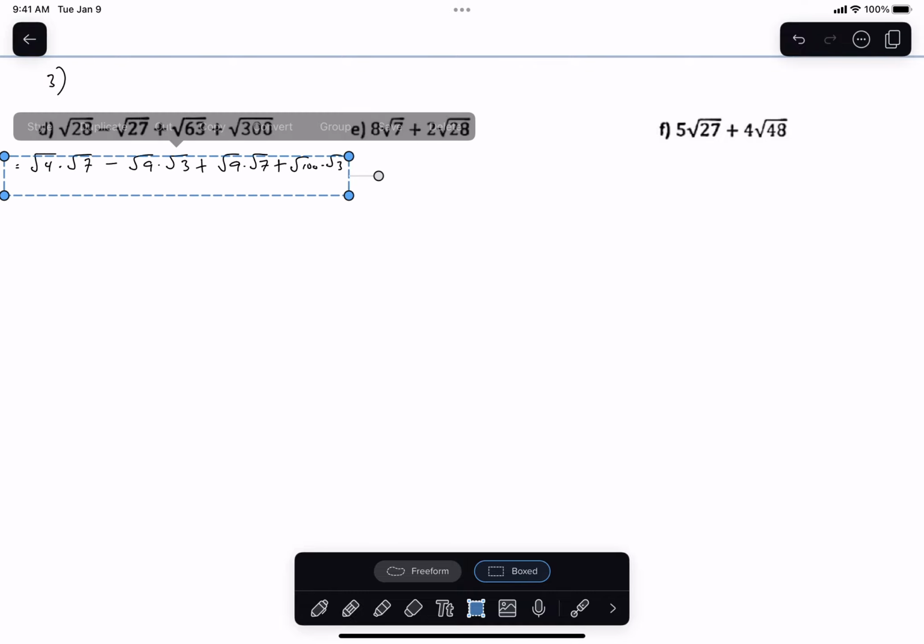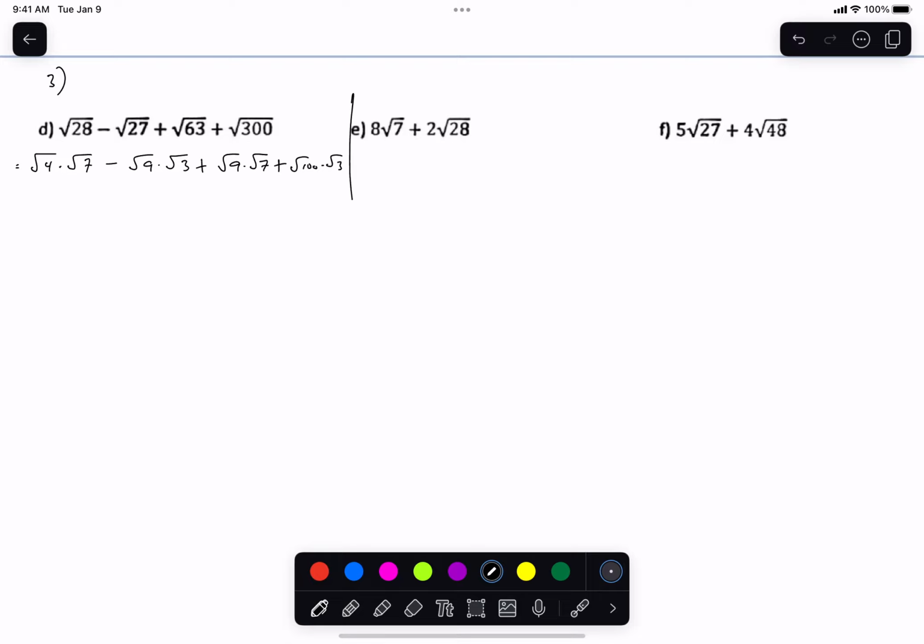All right. Okay, so now I can simplify, or just deal with the square rootable radicals, right? So I get 2 root 7 minus 3 root 3 plus 3 root 7 plus 10 root 3. Okay, and what I'm going to do is just collect like terms like we did in one of the earlier questions, number 2. So I'm just going to go 2 root 7 plus 3 root 7 minus 3 root 3 plus 10 root 3.